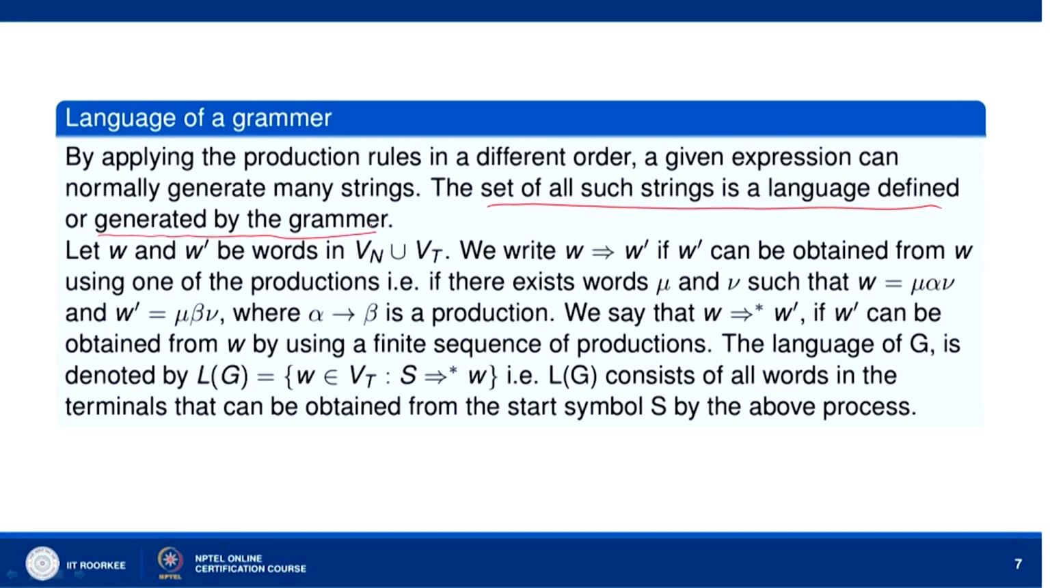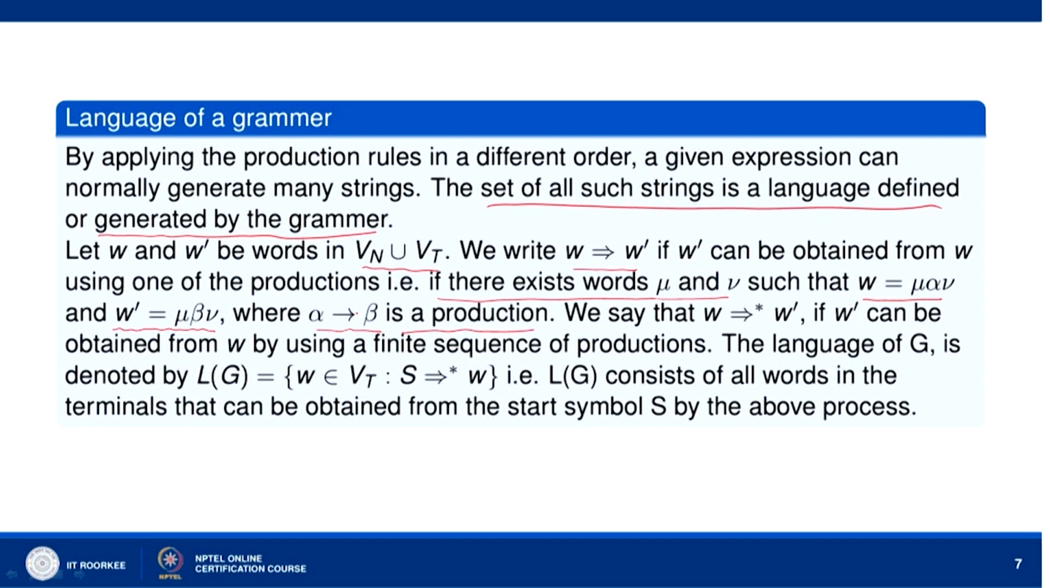Now, if W and W dash are any two words in Bn union Bt, then we say that W implies W dash if W dash can be obtained from W using one of the productions, that is if we can find mu and nu such that W equal to mu alpha nu and W dash equal to mu beta nu, where alpha goes to beta is a production. So, we shall say that W goes to W dash provided we can find mu and nu such that W is equal to mu alpha nu and W dash is equal to mu beta nu and alpha goes to beta is the production.